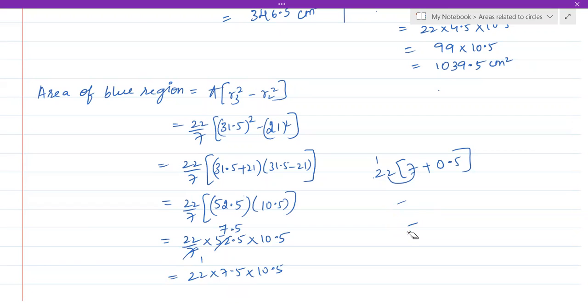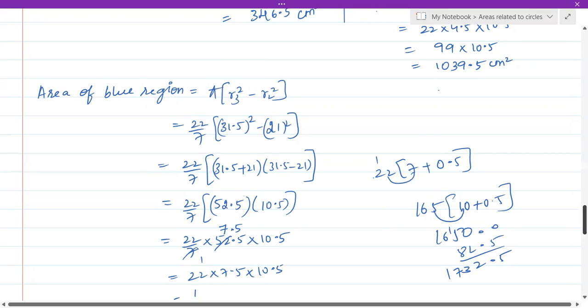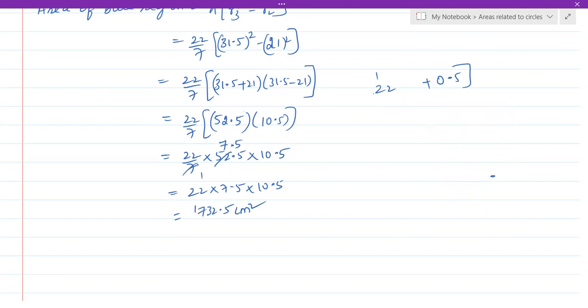So 165 into 10.5. We can write it as 10 plus 0.5. So 1650. If you multiply 165 into 0.5, it becomes 82.5, isn't it? So 0 plus 0, 0, 2, 8 plus 5 is 13, 1 carry, so 6 plus 1 is 7. So it will become 1732.5. So the area is 1732.5 centimeters square.